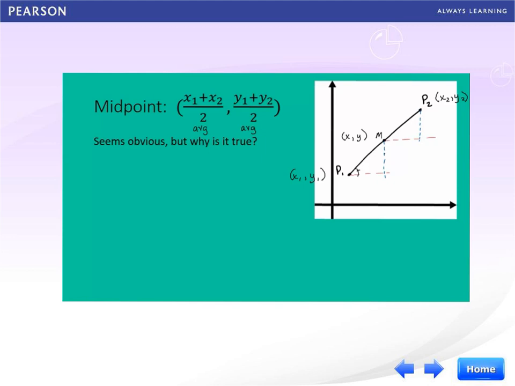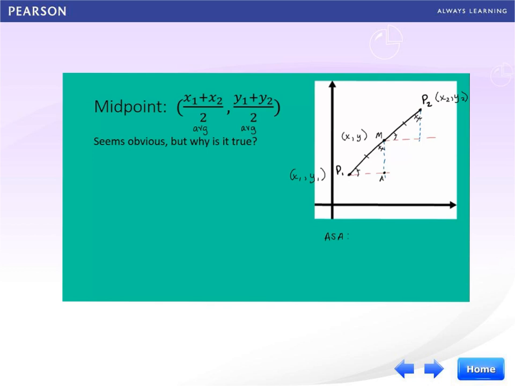Since the red lines are parallel, P1, P2 is a transversal that crosses them both, so we can say that these two angles are congruent. Similarly, the vertical lines are also parallel, and P1, P2 is a transversal across them as well. So we know that these angles are also congruent. Well, we were given the information in the first place that M is equidistant between P1 and P2. So we also know that these are congruent. And so now we have angle side angle.